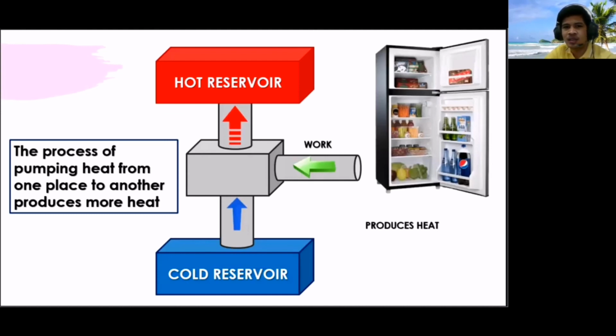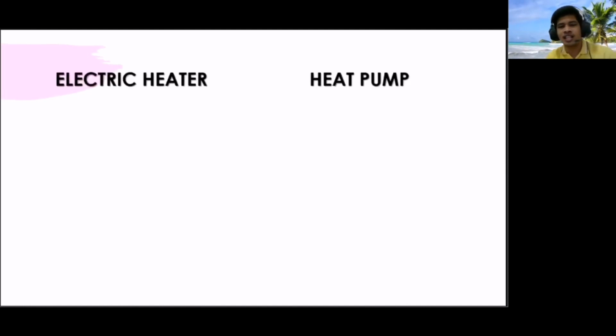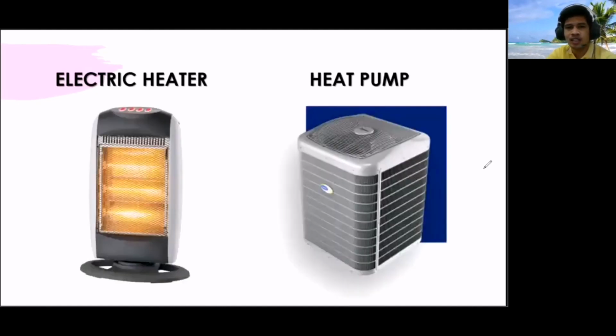The good news also is that we can do this by making devices like this one. We can make devices like an electric heater and a heat pump. We have here on the right side a heat pump and an electric heater. These devices can be used if you are living in places where you want to make your room hot or cold, like in the US or in other cold places sometimes.